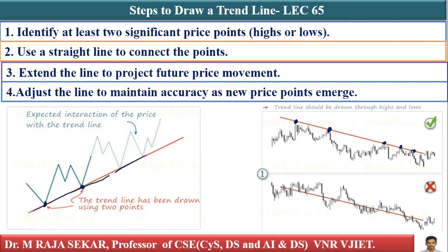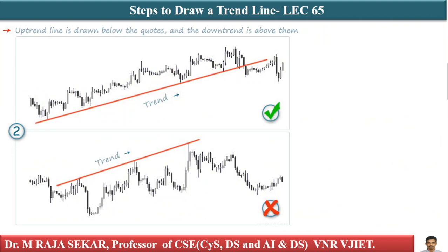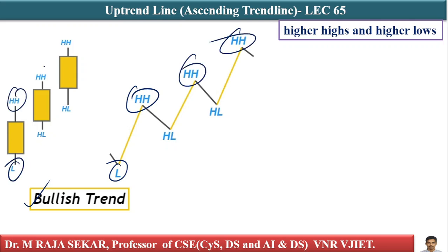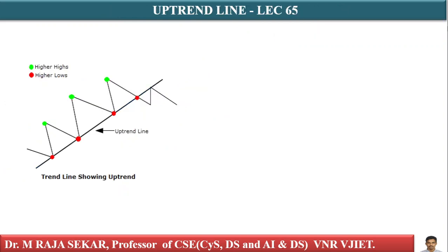How many types of trend lines are there? Let us try to understand. Before understanding the types of trend lines, this is higher highs. This is bullish. This is a low. This one is higher highs, higher highs, higher highs. Of course, this one is a low. That's what it says. Now let me discuss the types of trend lines.